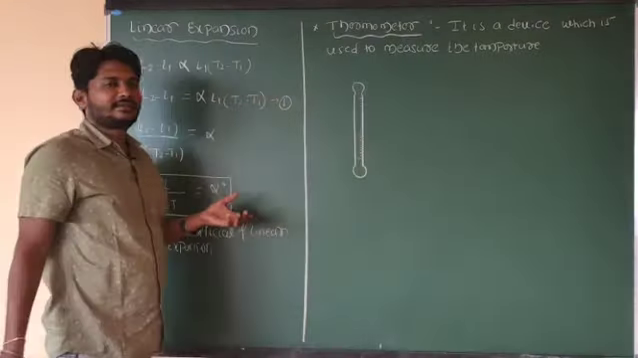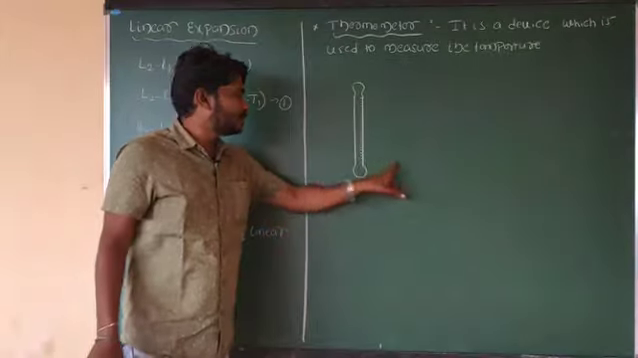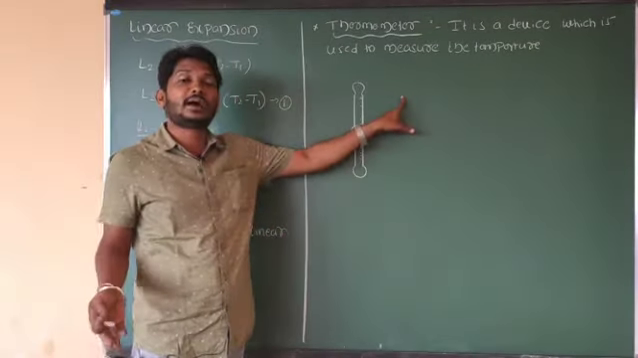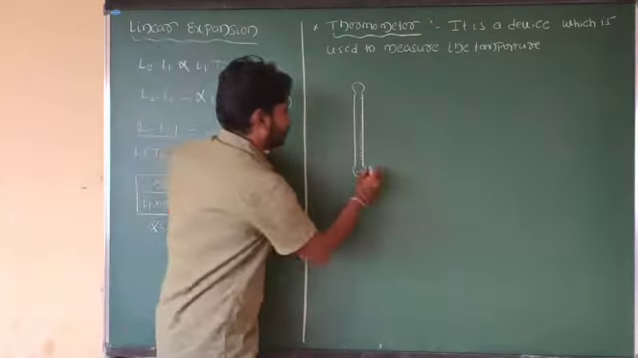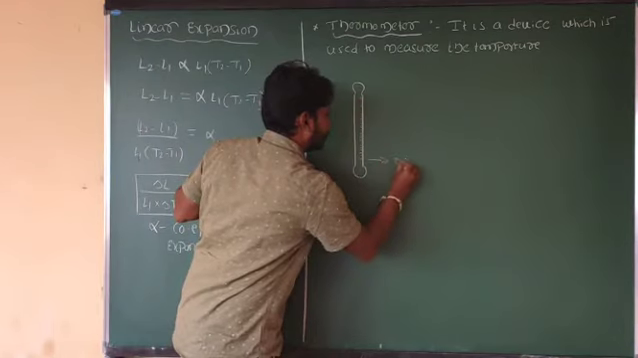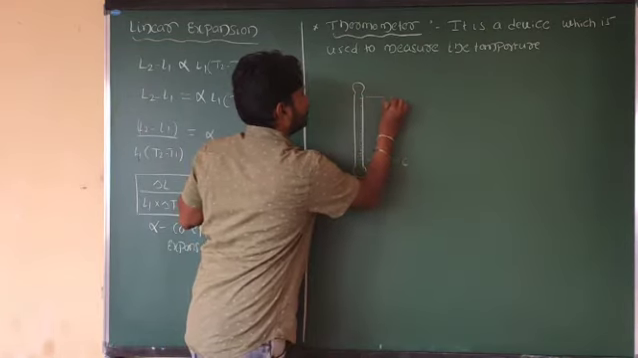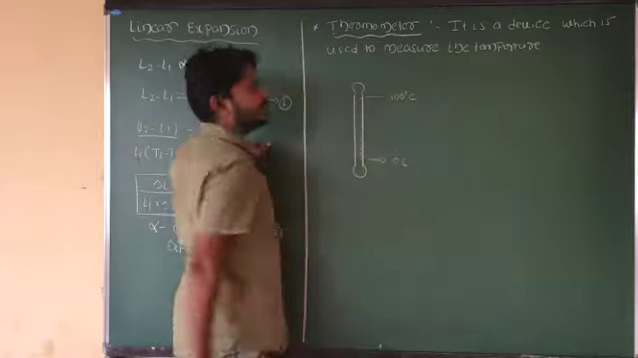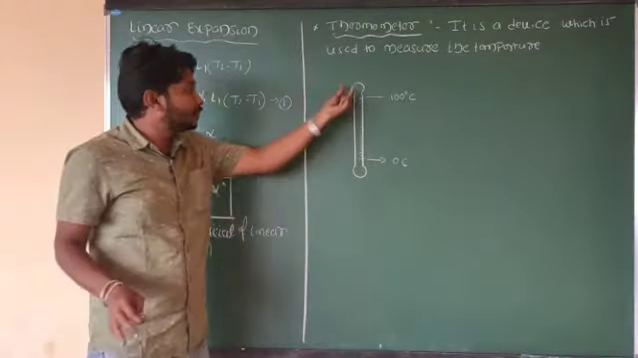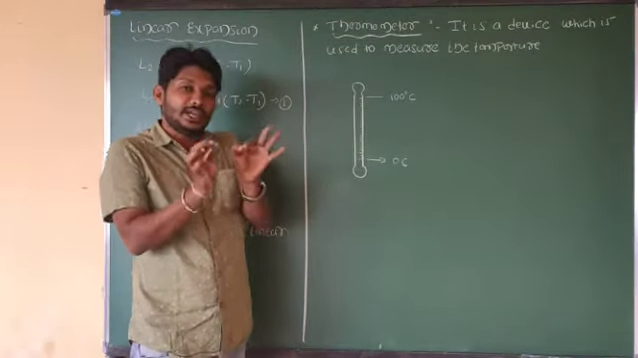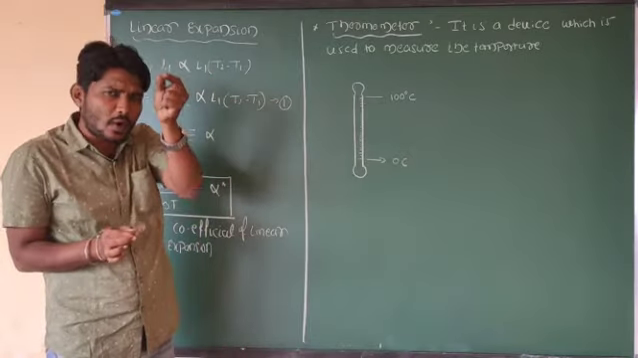So I said in the case of the Celsius scale, the lower fixed point is 0. In that Celsius scale, the upper fixed point is 100 degrees Celsius. So this is, for example, 0 degrees Celsius. So this one is 100 degrees Celsius. So inside this tube they will place one capillary tube. Capillary means it is one small opening.